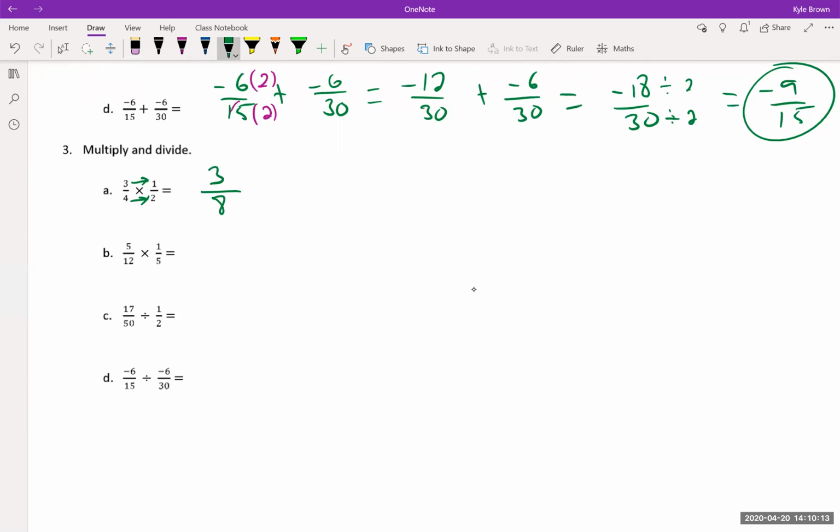So that's all we do, right? Now, I want to do this one because we could do the same thing, right? I could go 5 times 1 and then 12 times 5, and then I could simplify those.